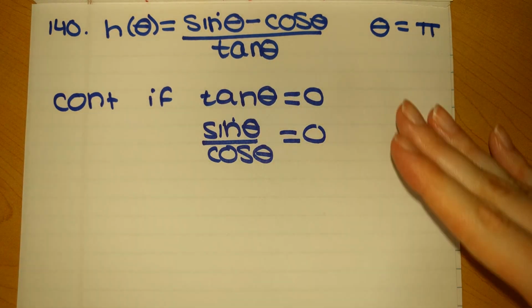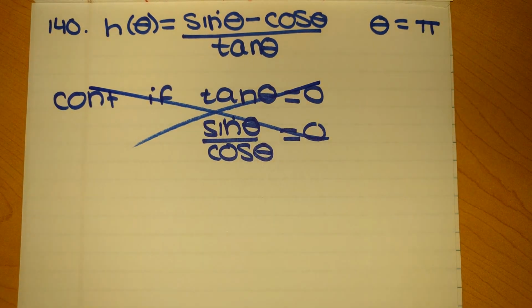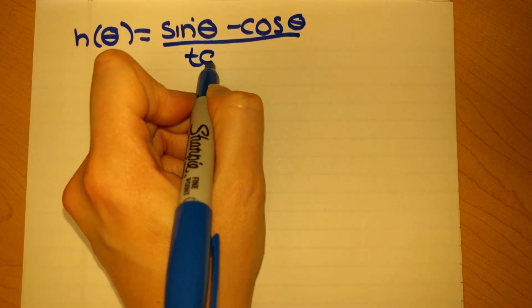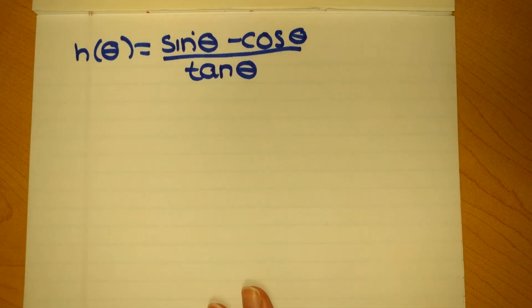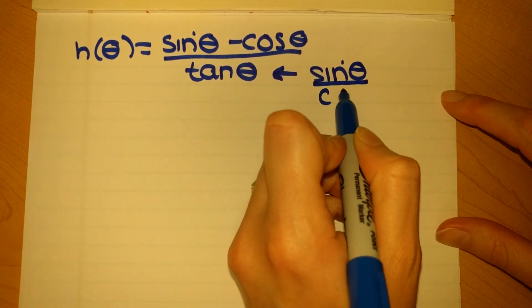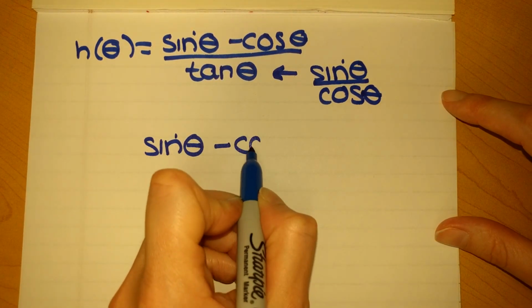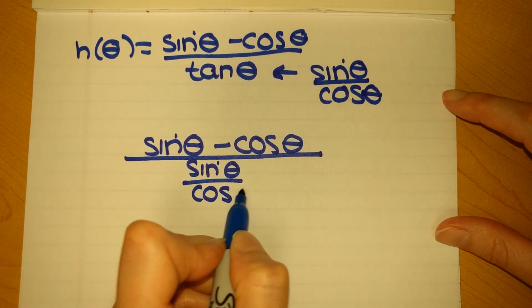So what I would do, instead of setting tangent theta equal to 0 and everything, what I would first do before I start talking about is this thing continuous, is I would take the function they have given us, this h of theta is equal to sine theta minus cosine theta over tangent theta, and I would simplify first to see how this tangent theta is going to interact with sine and cosine. So tangent theta, remember, is sine theta over cosine theta. So really what I have here is sine theta minus cosine theta over sine theta over cosine theta.